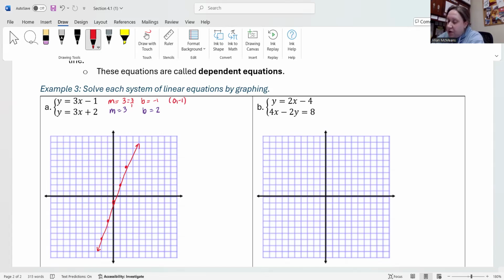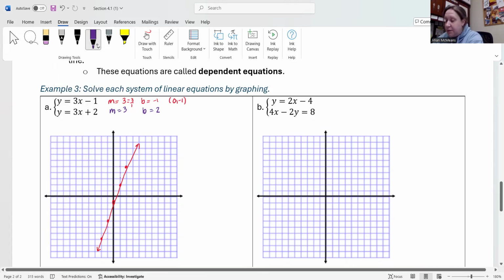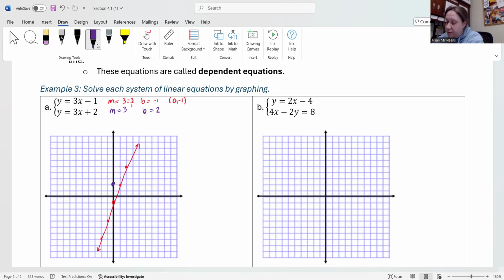Okay, second equation. So for the second equation, we have a y-intercept of 2. So at the origin, I don't go left or right, but I do go up 2. And then I need to apply my slope, which again is 3 over 1. So I can go up 1, 2, 3 over 1. I could go down 1, 2, 3 over to the left 1.